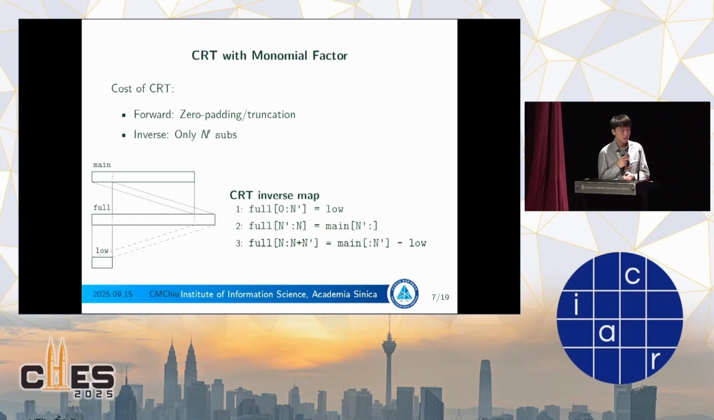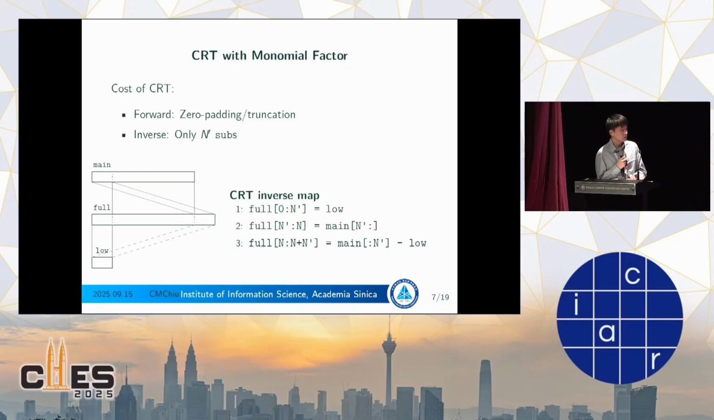To analyze the cost of this CRT mapping, we can first see the forward direction, which is frankly quite trivial. More concretely, in the main part, we only need to perform zero padding, and for the low part, we can just do truncation and preserve only the first n' coefficients.